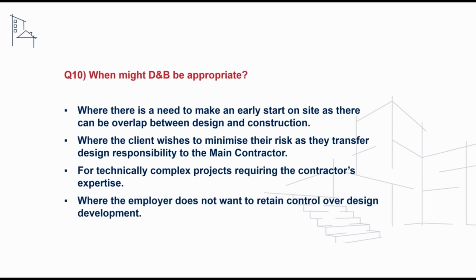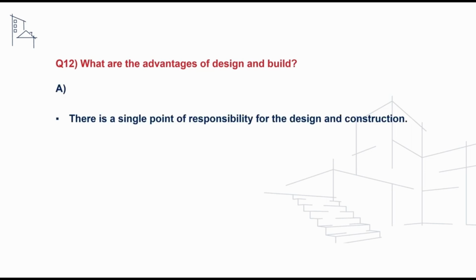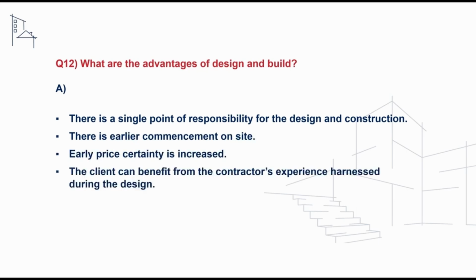We may receive a follow-on question asking what the key advantages of design and build procurement are, and to address this we can say that there is a single point of responsibility for the design and construction. There is an earlier commencement on site as there can be overlap between the design and construction phases. Early price certainty is increased, and the client can benefit from the contractor's experience during the design phases.